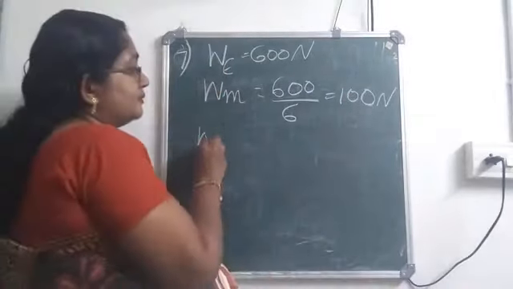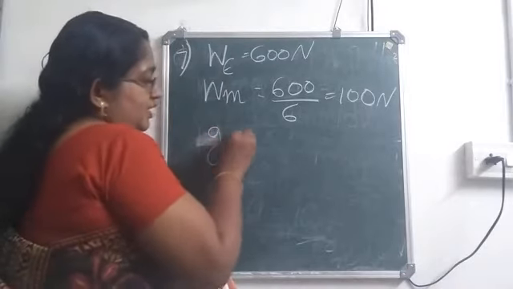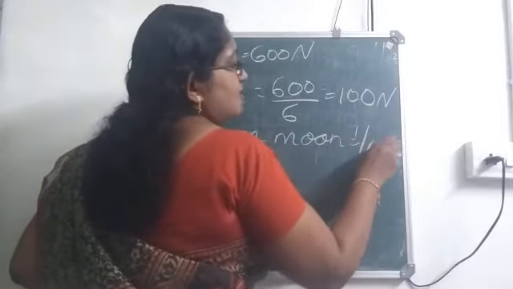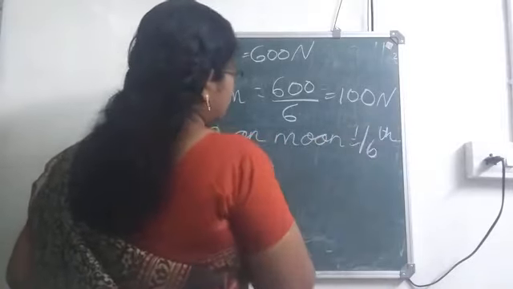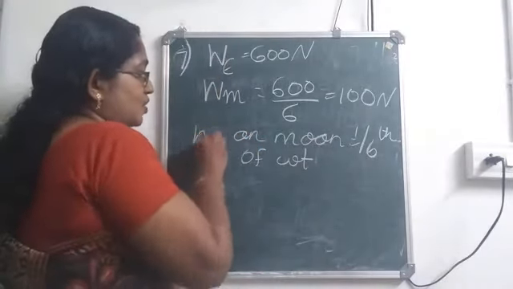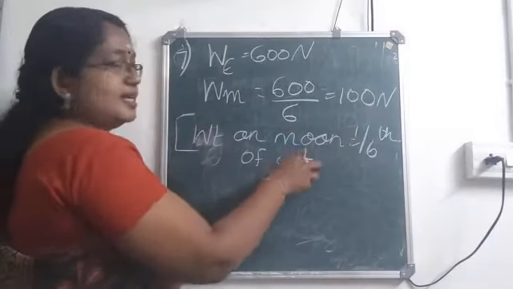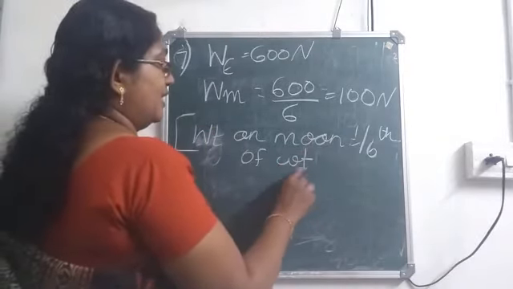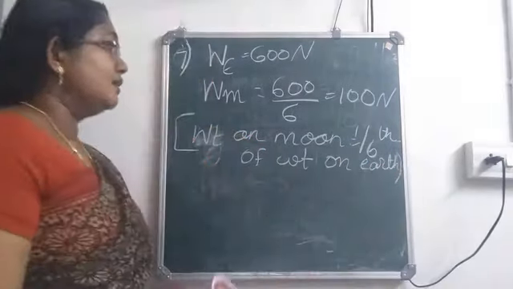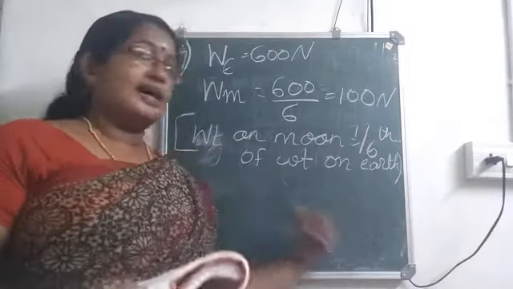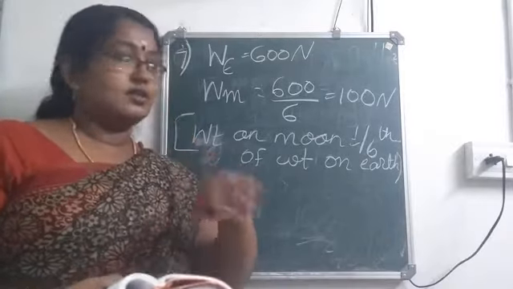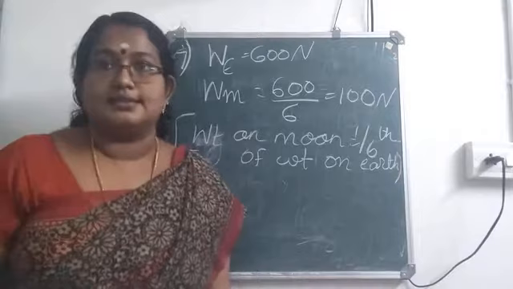So what is the reason? g on moon will be equal to 1/6 of g on earth. This also you can write: weight on moon is equal to 1/6 weight on earth. Okay, this is a relation connecting the two. What is the reason behind this? Because mass is a constant and the value of g on moon is 1/6 of that on earth.